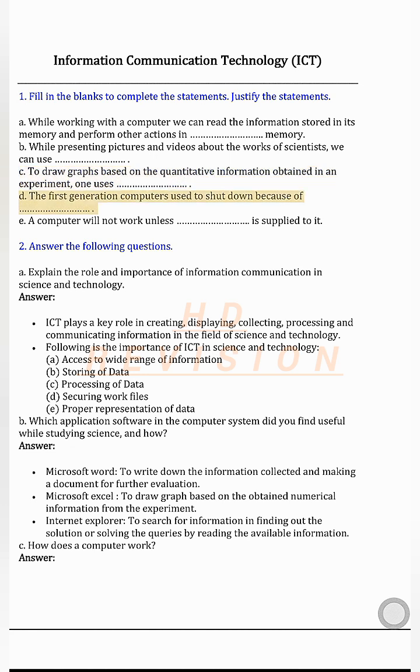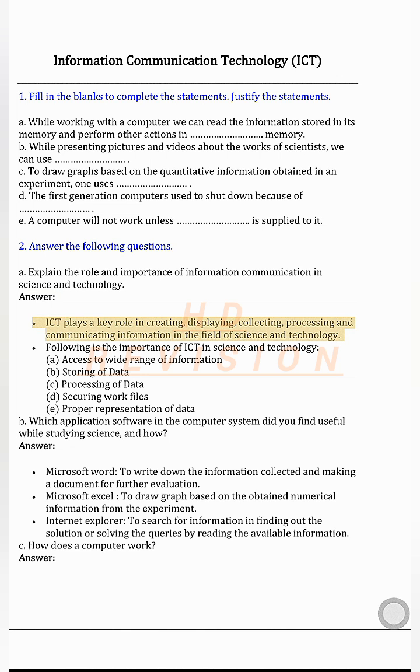The first-generation computers used to shut down because of E. A computer will not work unless is supplied to it. 2. Answer the following questions. A. Explain the role and importance of information communication in science and technology.